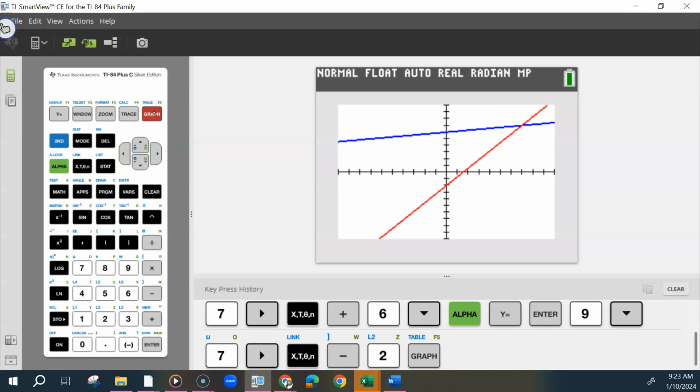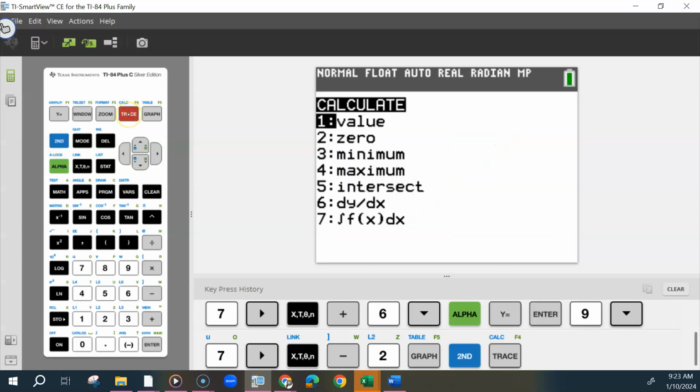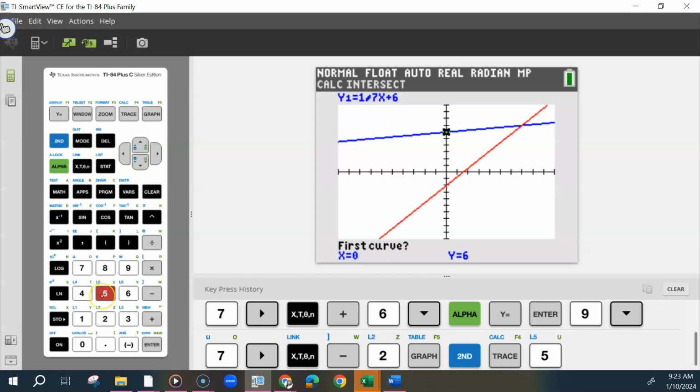And then here you have one of two options. You can either count how far up, how far over. With the calculator tick marks, I often miscount or recount the same things. So to avoid that, go into second trace. Which of these do we think we're going to be using? Intersect. So we go into number 5.